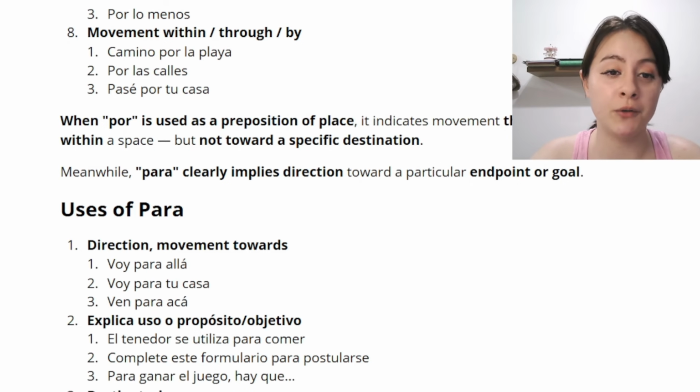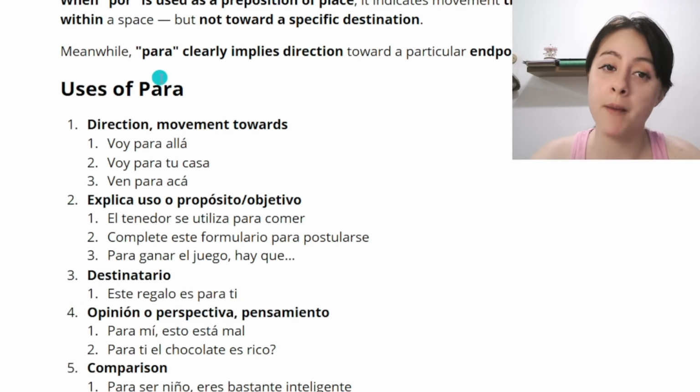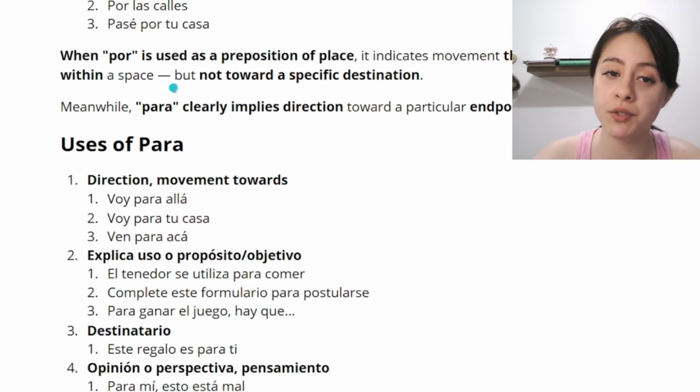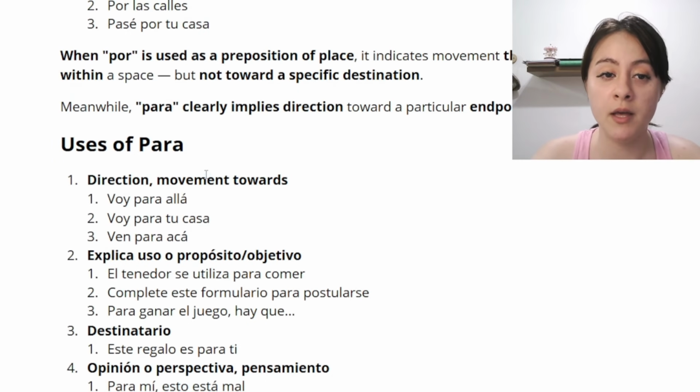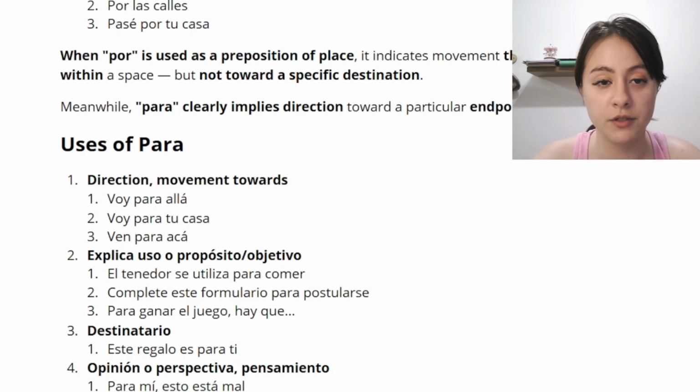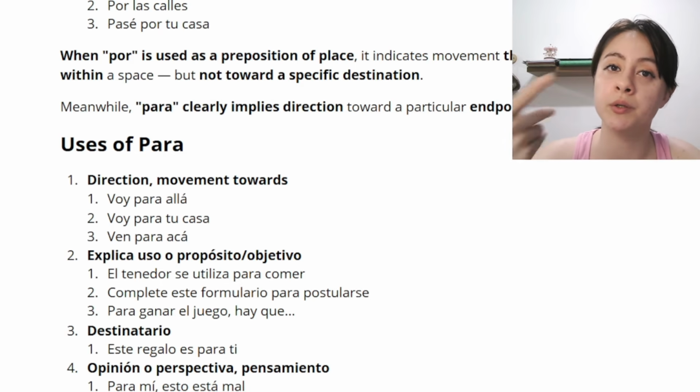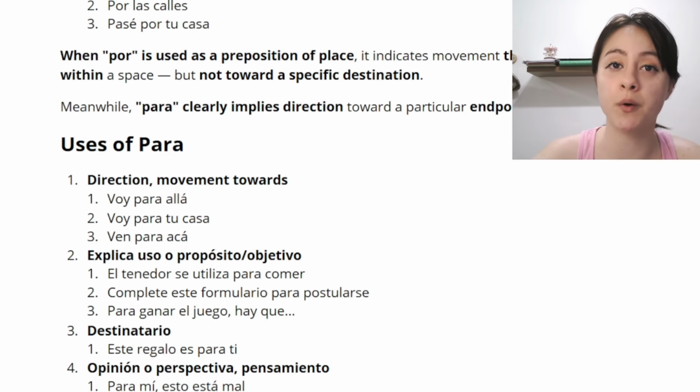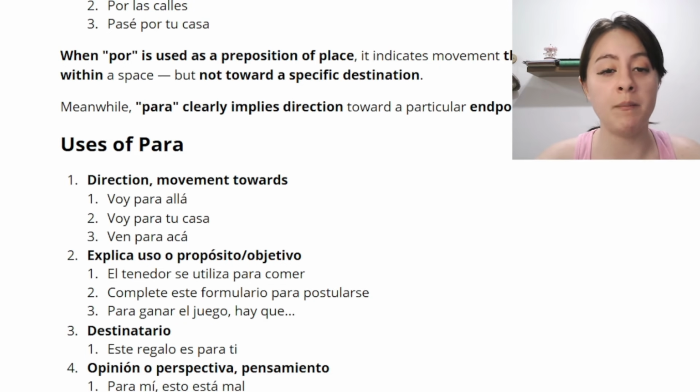Now, let's go to the preposition para. Para is also used for motion, but it indicates direction. It implies direction. For example, I can say, voy para tu casa. That means I'm going to your house. Voy para tu casa. It implies moving from point A to point B. It implies a direction. Same as ven para acá, come here.